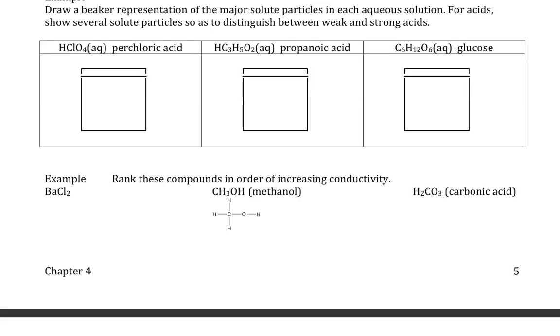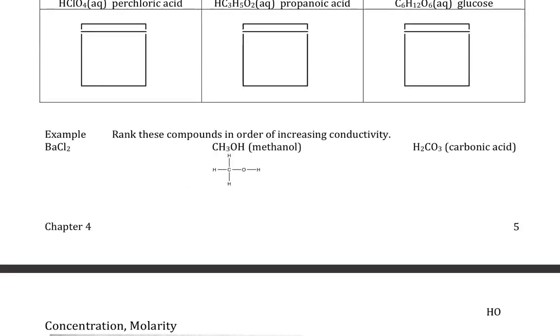Here's another problem for you to come back to later. Rank these compounds in order of increasing conductivity. So we have BaCl2. Look at the solubility rules. Think about whether it's soluble. If so, how many ions does it break down to? Think about the light bulb. Would it be bright or dim, etc.?